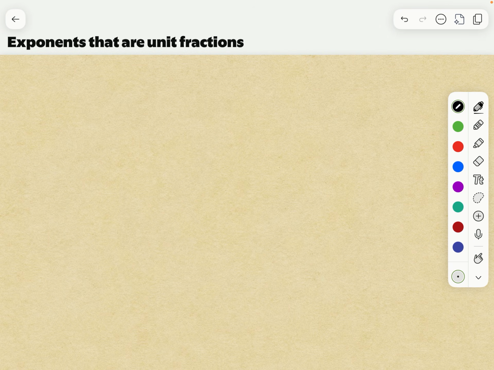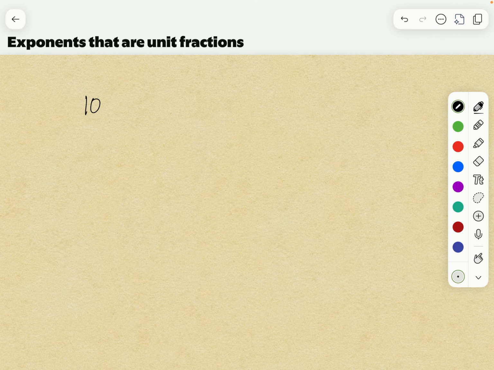In this video, we're going to explore raising a number to a power where the power is a fraction. So let's remind ourselves how exponents work when the exponent is an integer.